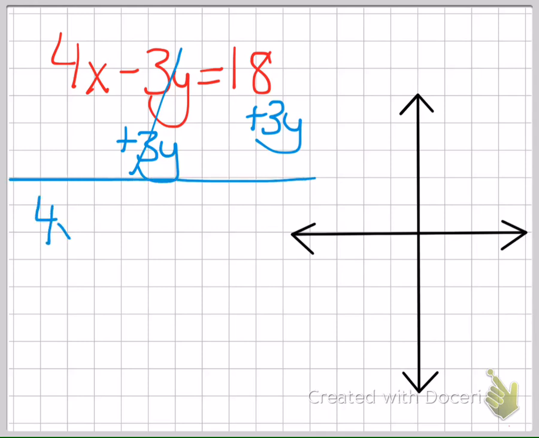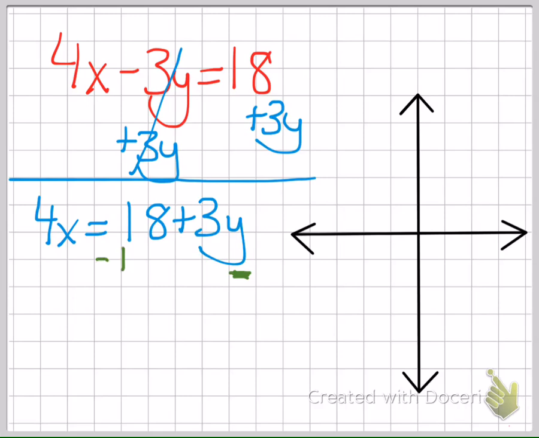We'd be left with 4x on the left side, and we'd have 18 plus 3y on that side. Again, we can't add those together because they're not like terms, so we just leave it like that. The reason I did that is because I now made the y positive. We never want to deal with negative y's when we're graphing. Now I'm trying to get this variable by itself, so what's going to be my next step here?